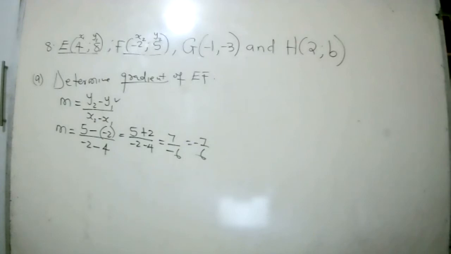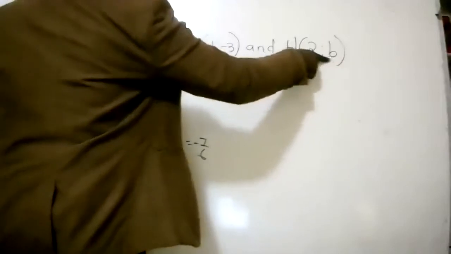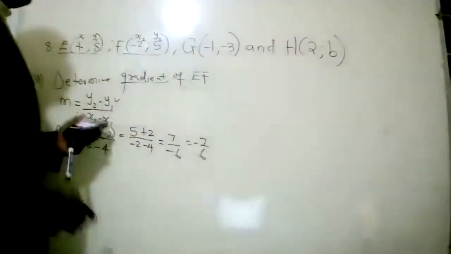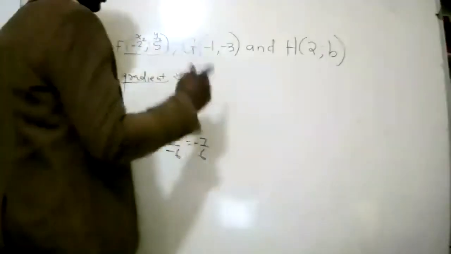Yes. Wonderful. So let's go to the second question, which talks about giving the gradient of GH in terms of B. So we need to calculate the gradient of GH, but in this case, it must be in terms of B because B is not given. So this is what we do.